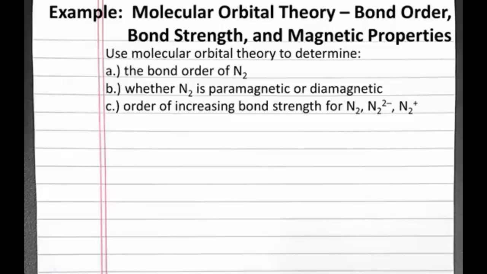In this example problem, we'll use molecular orbital theory to examine the bond order, bond strength, and magnetic properties of different molecules. The problem reads, use molecular orbital theory to determine A, the bond order of N2, B, whether N2 is paramagnetic or diamagnetic, and C, order of increasing bond strength for N2+, N2 and N2-.